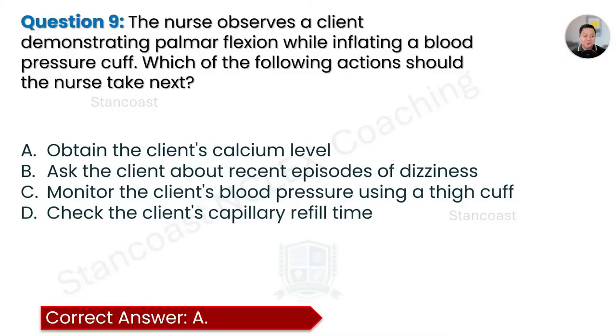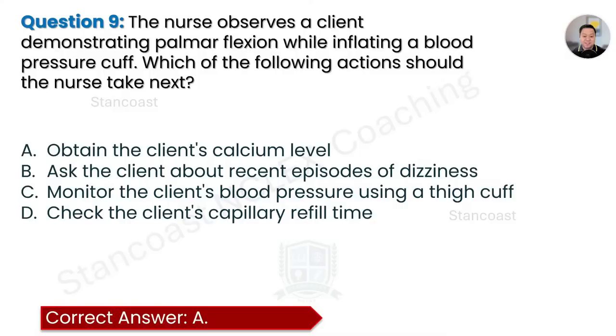Now, letter C is also another incorrect option, because using a thigh cuff for blood pressure monitoring may be appropriate in specific circumstances, maybe an arm injury or obesity, but it does not address the Trousseau sign or the underlying issue. And so this action is also irrelevant. Now, your clue here is to discard any options that do not connect to the abnormal clinical sign that is observed in the case.